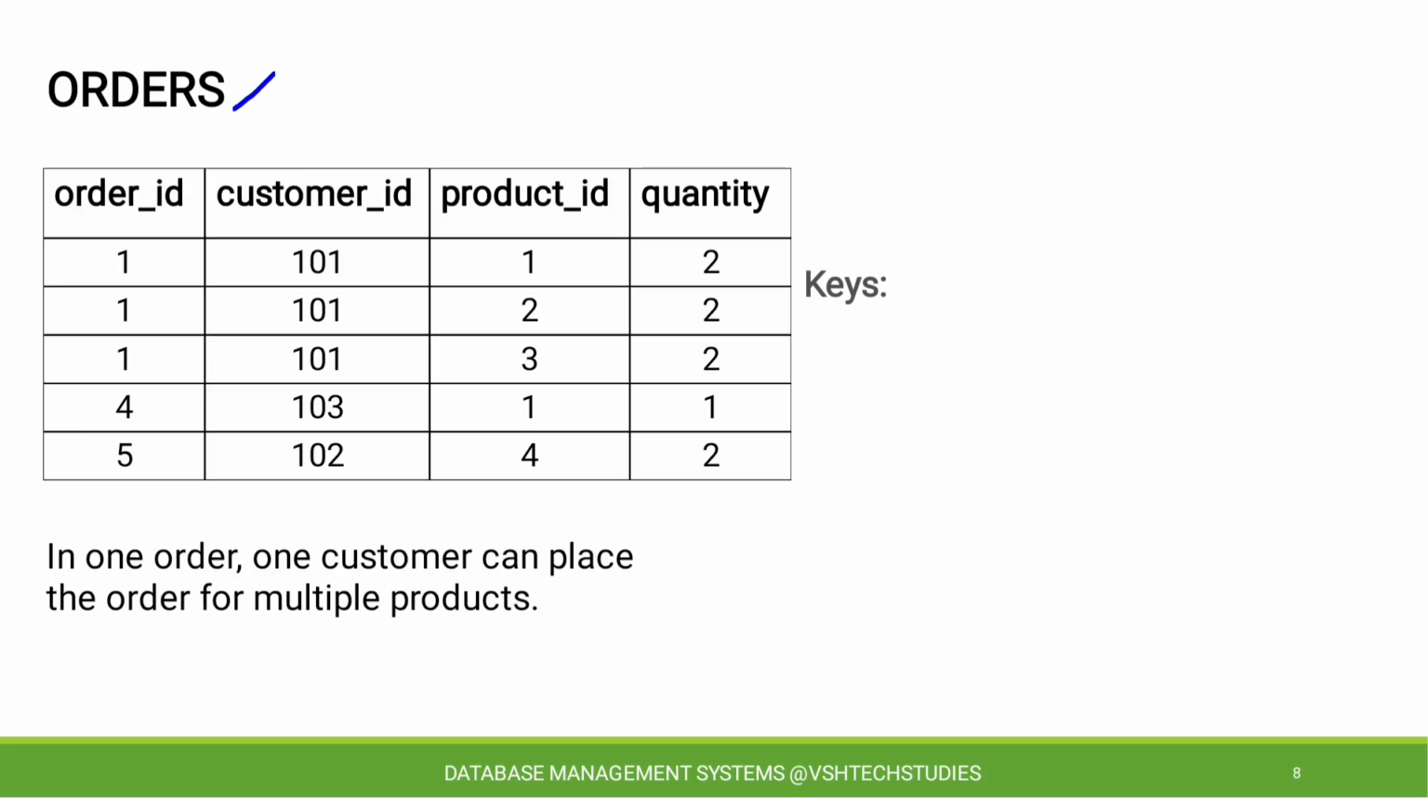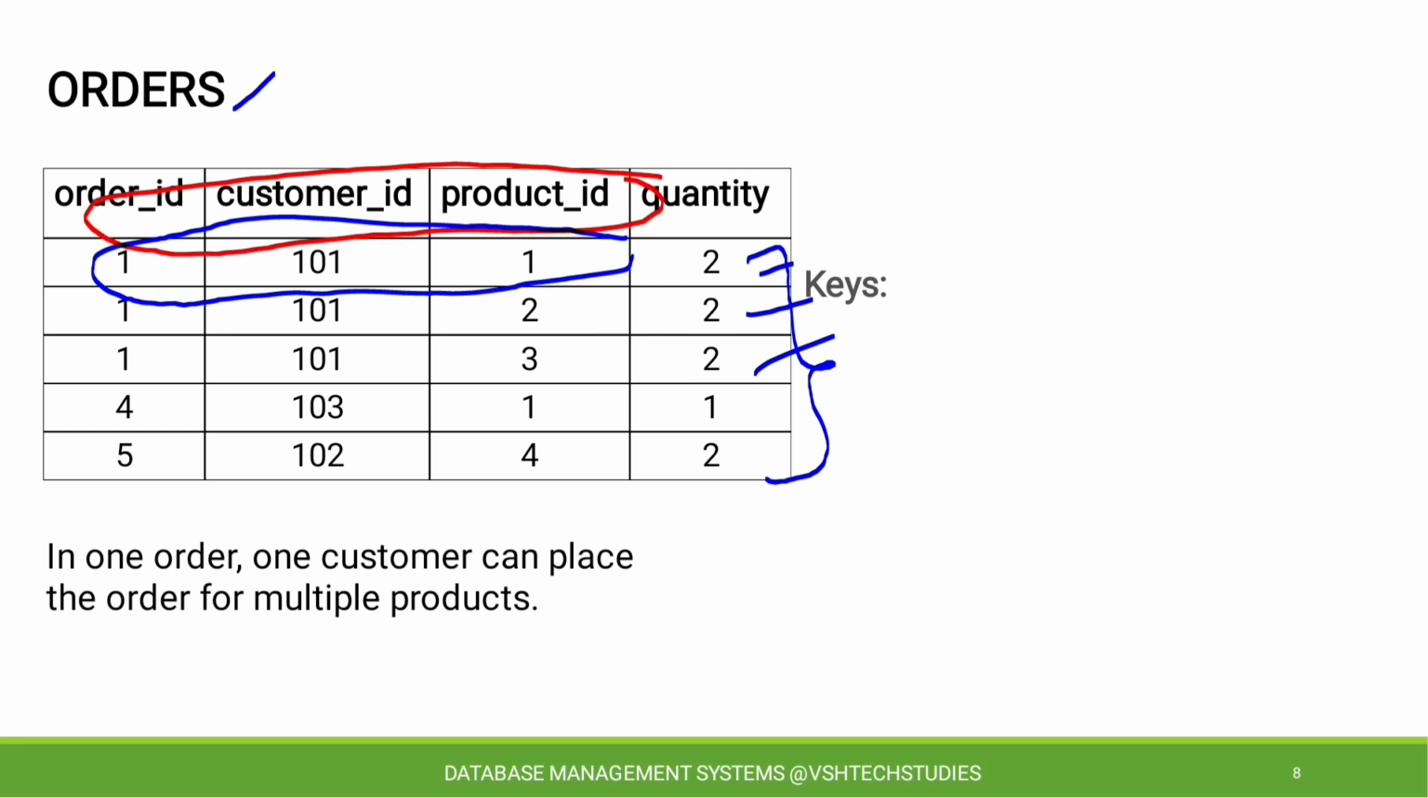Next, considering orders table. Here the attributes are order ID, customer ID, product ID, quantity. In real world, in one order, one customer can place order for multiple products. So if you observe three rows here, in order ID 1, the same customer, that is with ID 101, is placing for same amount of products, but the first one is product ID 1, second one is having product ID 2, and the third product that customer is purchasing is having product ID 3. This shows that in this table, to identify any row here, the values of all the three attributes, that is these attributes, is required to identify any row uniquely.